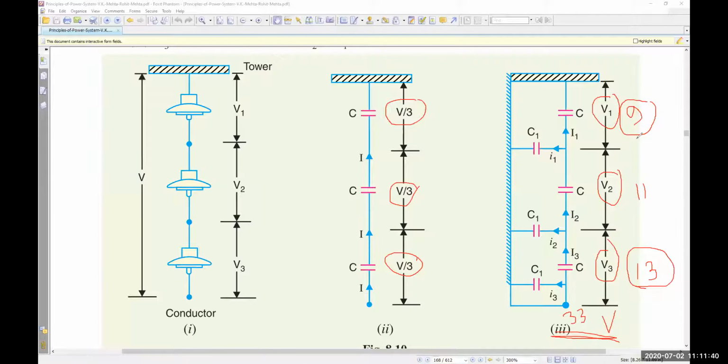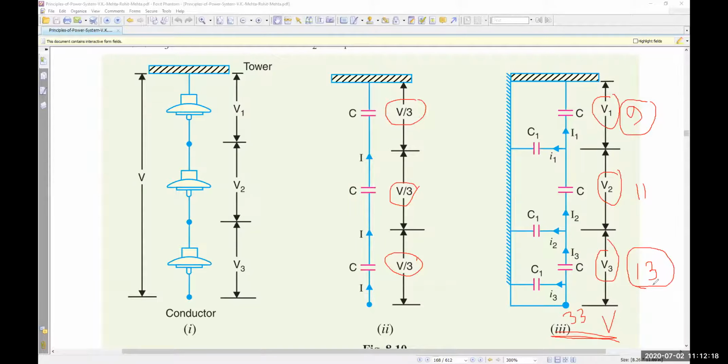Anyone? Yes, sir, there is a huge problem here. What is the huge problem? The difference of voltage, sir. I told you before that each disk can sustain 11 kilovolt, right? The last one, that means the 13, V3. This will be having a lot of stress because the voltage is bigger, right? The first one and the second one, they are fine. But the last one will have a lot of problem. So this will be damaged.